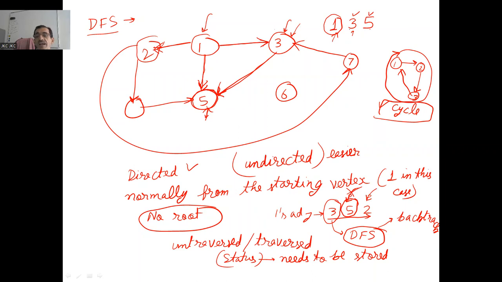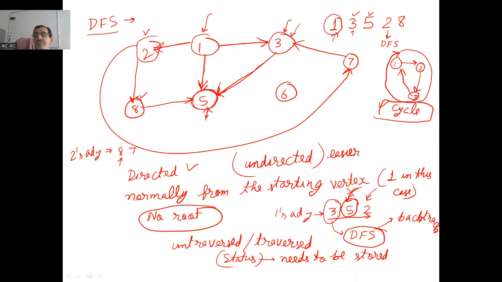2 is untraversed, and I see it is not listed yet. So I will go to 2, and going to 2 means I treat 2 as traversed. 2 is listed. Now from 2 onwards, DFS will start working. 2's outgoing edges are to be seen. 2 has edge 8 and edge 7. If 2's adjacents are listed in the order 8 and 7, first I will go to 8, reach 8, and I see 8 is untraversed. So 8 will be listed here.